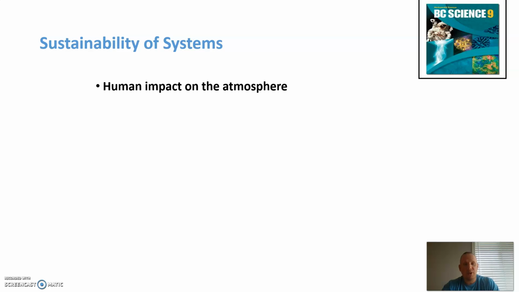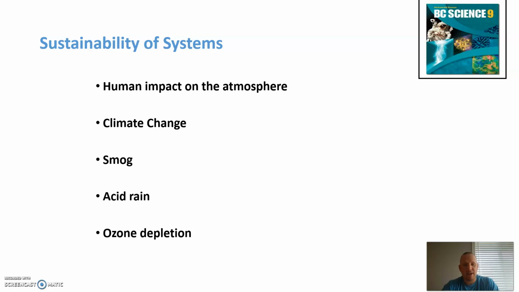So to begin with, we're going to start with our impact on the atmosphere. We're going to just briefly introduce how we're leading to climate change. Things we're doing are leading to climate change, smog, acid rain, and ozone depletion. And then we're going to focus on climate change for the assignment as well.